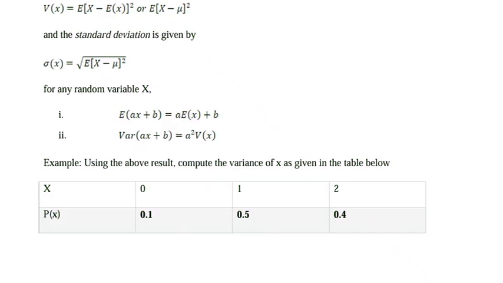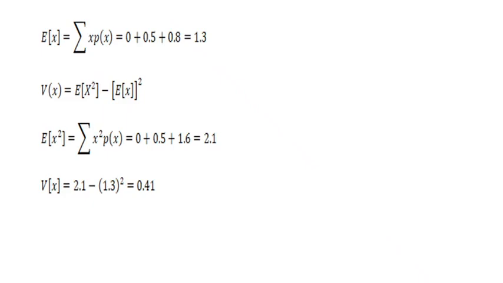Example: using the above result, compute the variance of X as given in the table below. If our x are 0, 1 and 2, and our p of x are 0.1, 0.5 and 0.4 respectively. So we should calculate our E of x for a discrete random variable. I've once said E of x is the summation of x p of x. Take your x, multiply by your p of x, which gives 0, plus 1 times 0.5, then take the next x, multiply by its p of x, then add everything together. That will give you 1.3.